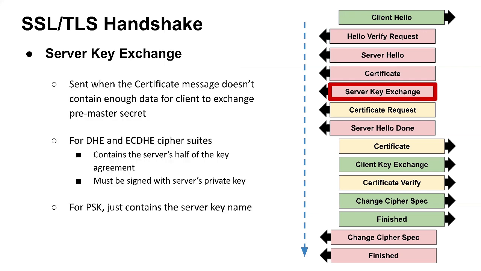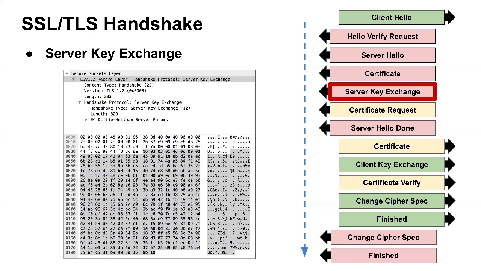The server key exchange message, this is sent when the certificate message doesn't have enough data for the client to exchange the pre-master secret yet. So for ephemeral DHE or ECDHE suites, this contains the server's half of the key agreement, and it's signed by the server's private key. If we're using pre-shared keys, this just contains the server's key name. Here's what the server key exchange would look like. This is in the case of ECDH being used. You can see that we haven't expanded it, but the ECDH server parameters would be listed.